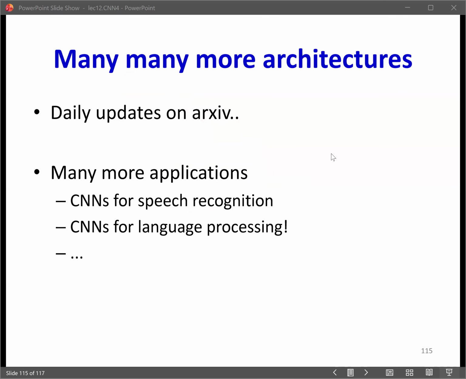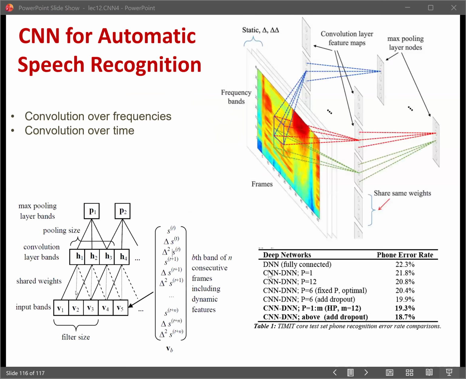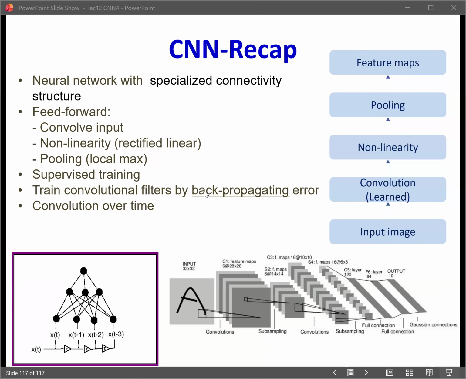And of course, there are thousands of papers, hundreds of applications, CNNs for speech recognition, language processing, what have you, and CNN for your homework, right? I have some more examples on the slides. I'll skip that. End of the class at 7:49.